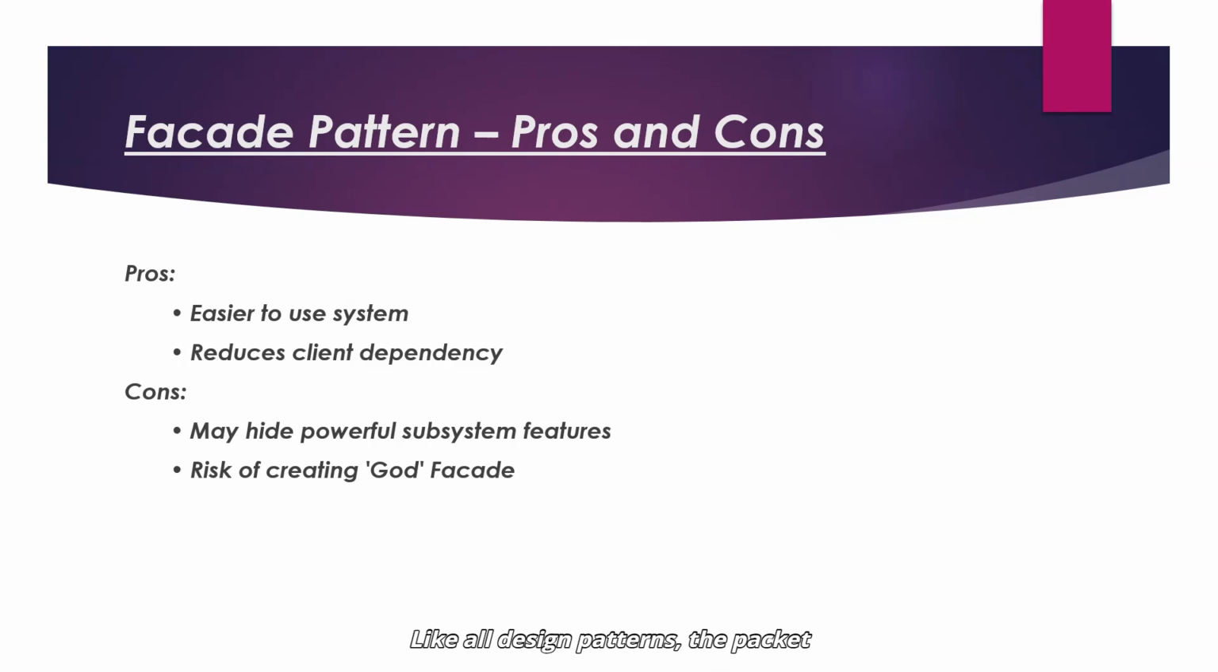Like all design patterns, the facade pattern has both pros and cons. The key advantages are its ability to simplify the client code by providing a single point of interaction and reducing the coupling between subsystems. However, the facade can also hide powerful subsystem features that may be useful to advanced users. Furthermore, a God facade may emerge if too many responsibilities are handled by the facade class, making it difficult to maintain and modify. It's important to find a balance and keep the facade focused on simplifying the core interactions, not handling everything.